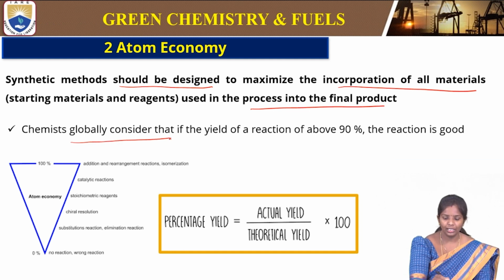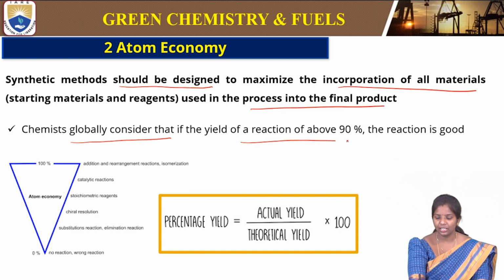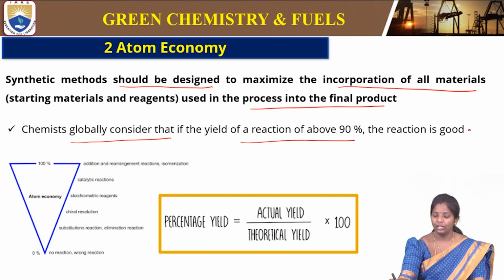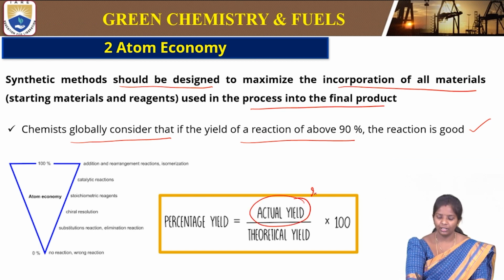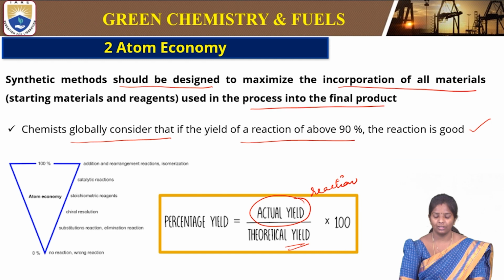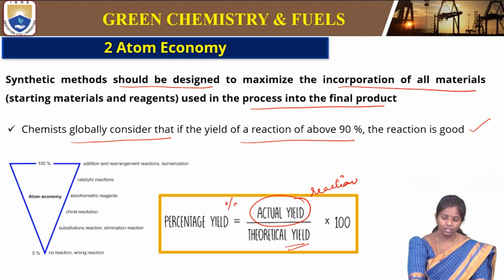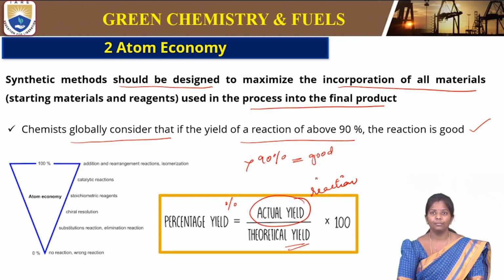So chemists globally consider that if the yield of the reaction is above 90%, it is good. So how is this percentage calculated? The actual yield obtained from the practical reaction that we have done, divided by the theoretical yield that is expected, into 100 will give the yield percentage. So if it is greater than 90%, the reaction is good for manufacturing.